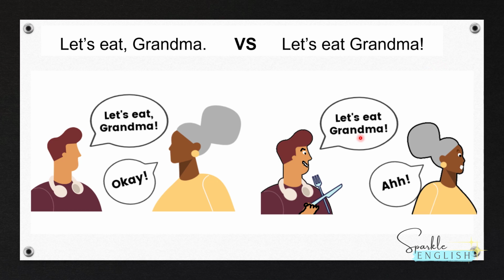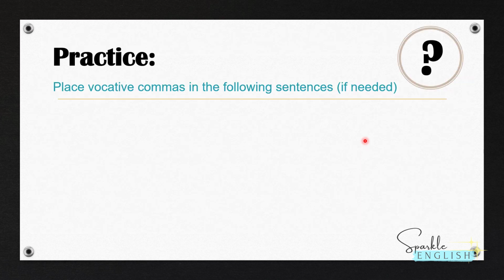But if we do not use the vocative comma, and he says, "Let's eat Grandma," that would be as if he is saying, let's literally eat Grandma for dinner. So it is very important that we use the vocative comma to distinguish what exactly it is we are trying to say.